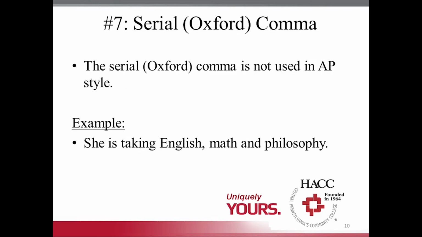Number seven is the serial or Oxford comma, which is not used in AP style. So if you're writing a sentence with a list of words such as English, math, and philosophy, you do not use the comma after math and before the and.